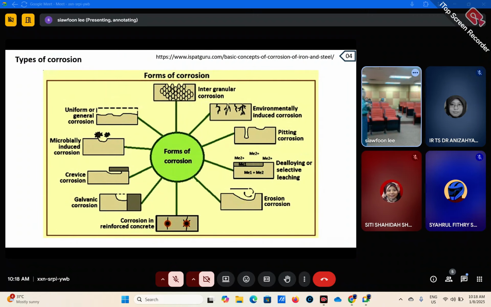So now I'm going to brief you, if you have already known this, it's okay, I'm going to remind your memory. There are different types of corrosion. For example, the first one is intergranular corrosion, and then environmentally induced corrosion, pitting corrosion. The others are de-alloying or selective leaching, erosion corrosion, and corrosion in reinforced concrete. And another one is galvanic corrosion and crevice, microbially induced corrosion, and another is uniform or general corrosion.